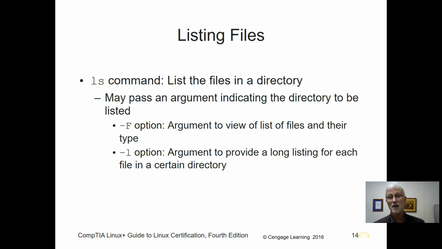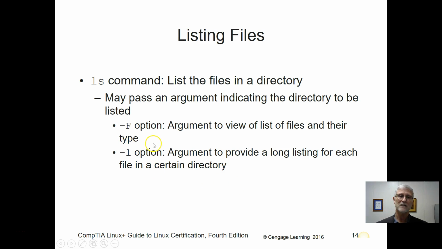The -F, capital F, is the argument to view a list of files and their type. The -l gives you a long list, so it provides a whole lot more information about it.